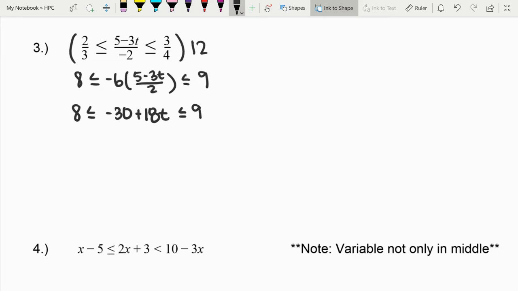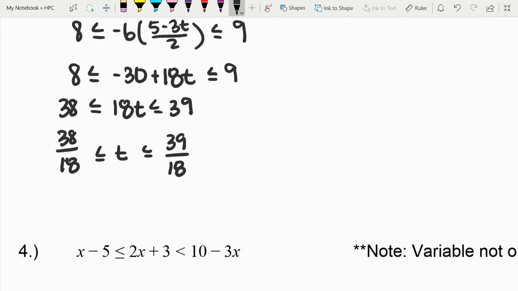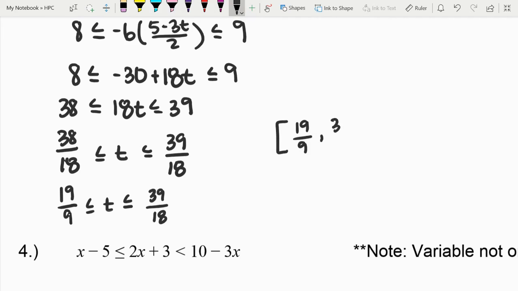Okay, let's add 30 to both sides. So I have 38 is less than or equal to 18t is less than or equal to 39. And then divide both by 18. Okay, then check to see if you can simplify anything. We can simplify the right-hand side to be 19 over 9. It's less than or equal to t is less than or equal to 39 over 18. Last step is to write that in interval notation. So I have 19 over 9 to 39 over 18.